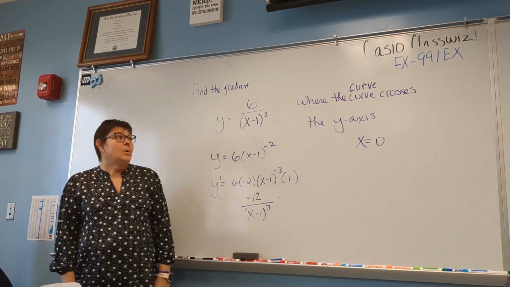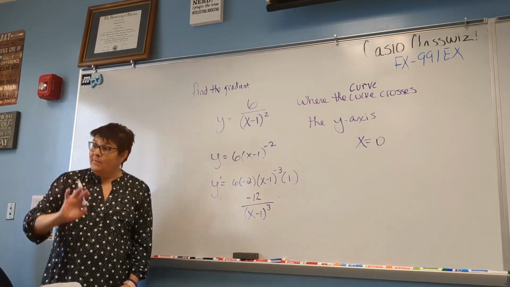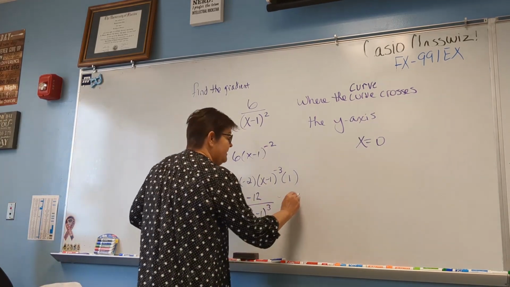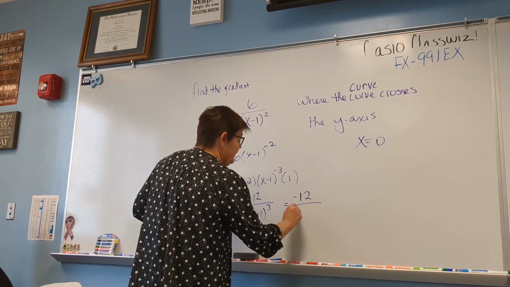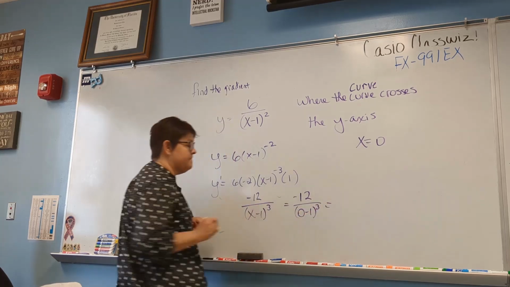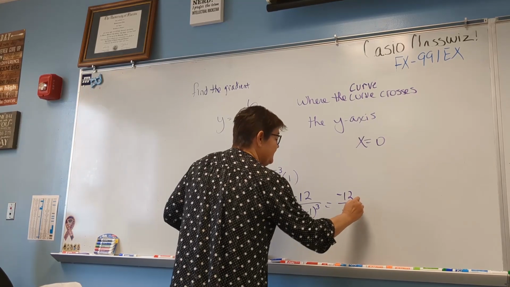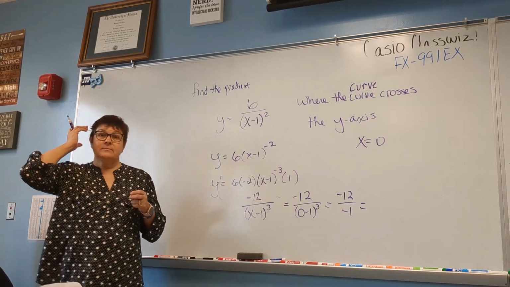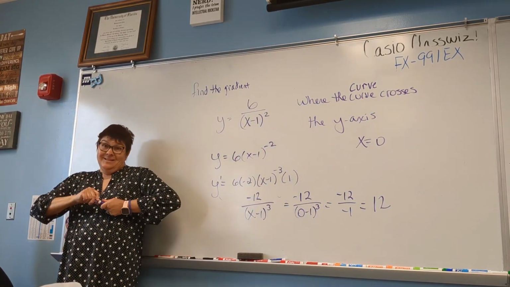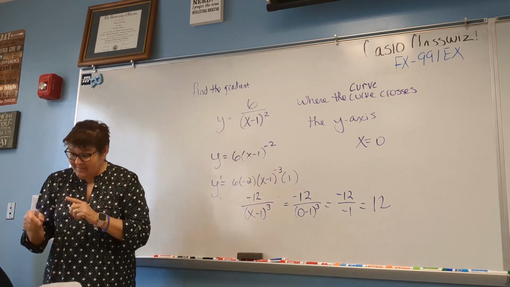Now, I want to know what the gradient is when it crosses the y-axis, hence when x is 0. So what do I do? Plug 0 in. So I've got negative 12 over 0 minus 1 cubed. So negative 12 over negative 1, which is just 12. What do we think? Cool. One more, and then I'm done.